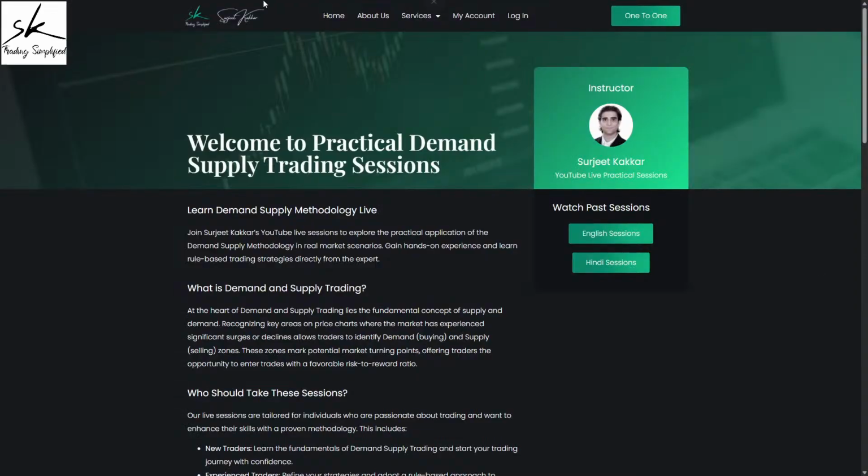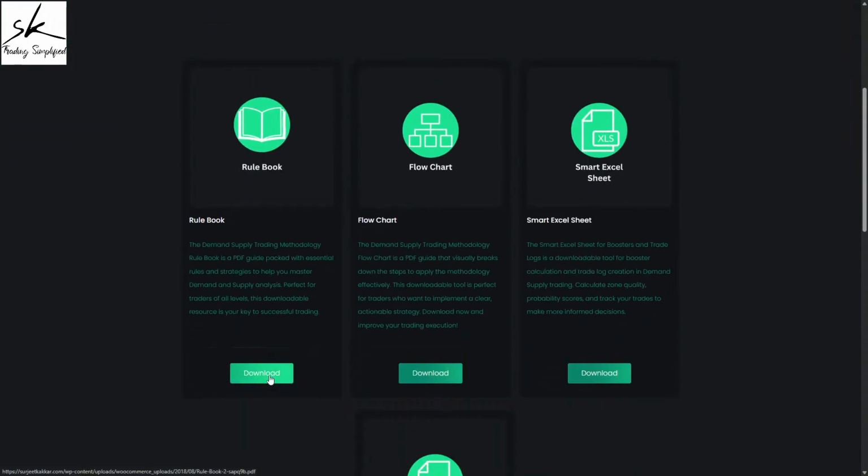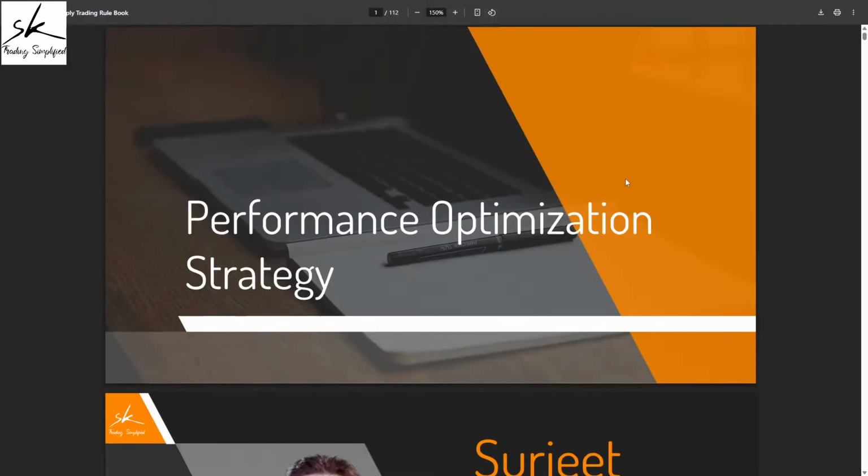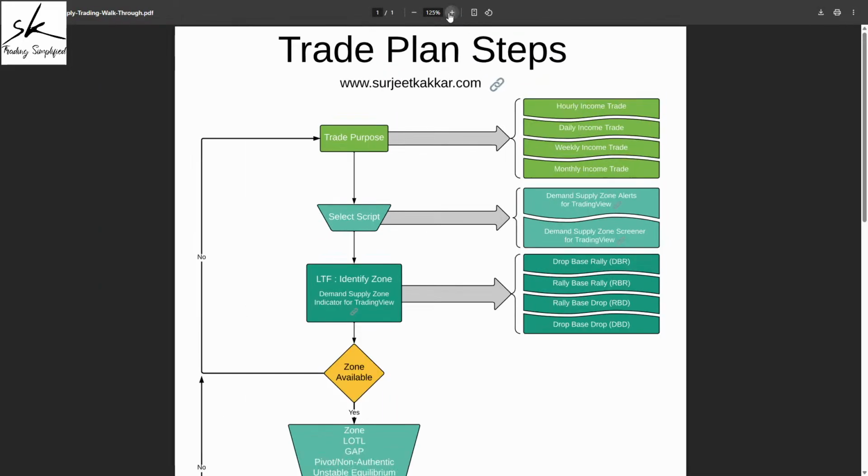Again, very simple. On our website under services, you have the option for downloads. Click on it. And you can see the first one is the rule book. The second one is the flow chart. You can click on the download buttons and you'll have your rule book. And you will also have your flow chart.